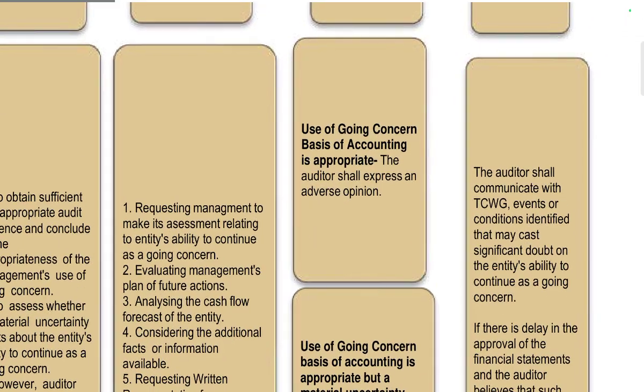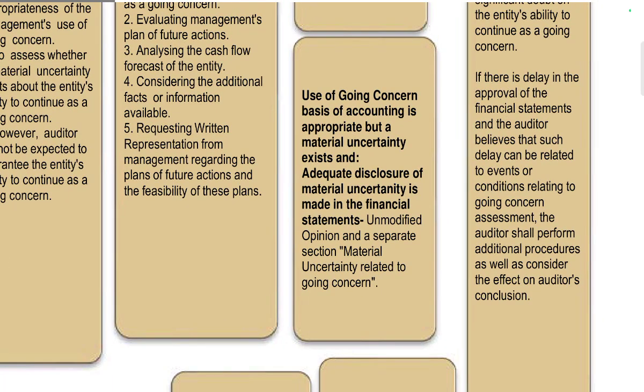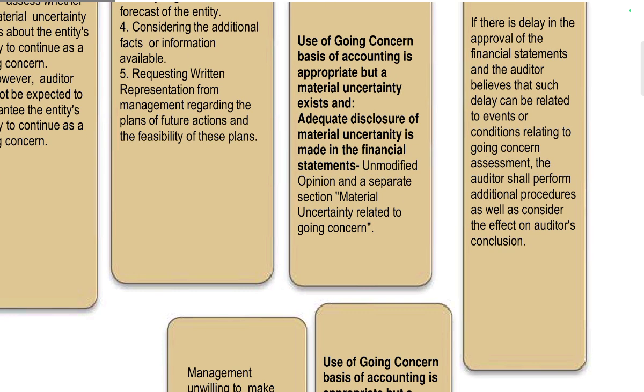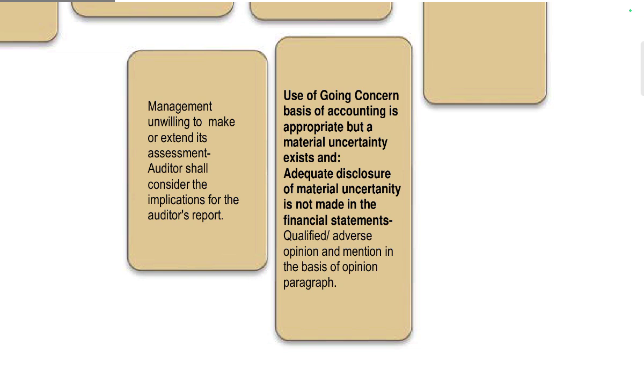Implication for the auditor's report. If the going concern basis is inappropriate, the auditor should express an adverse opinion. If the going concern basis is appropriate but a material uncertainty exists and adequate disclosure of the material uncertainty is made in the financial statements, give an unmodified opinion with a material uncertainty related to going concern section. If management is unwilling to make or extend its assessment, the auditor shall consider the implications for the auditor's report. If the going concern basis is appropriate but a material uncertainty exists and adequate disclosure is not made in the financial statements, express a qualified or adverse opinion and mention it in the basis for opinion paragraph.